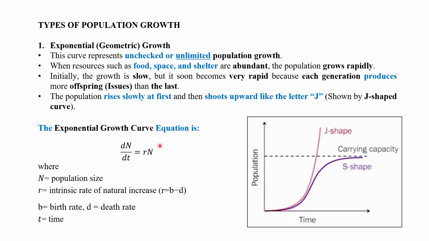So the exponential growth curve equation we can write as dN by dt is equal to r into N, where N is the population size, and r is called the intrinsic rate of natural increase, that is nothing but birth rate minus death rate, which is equal to r.